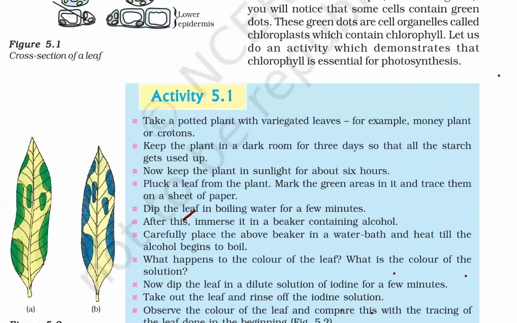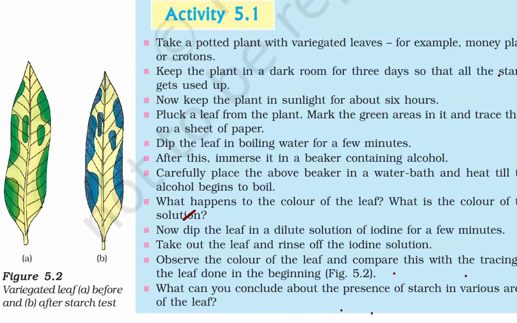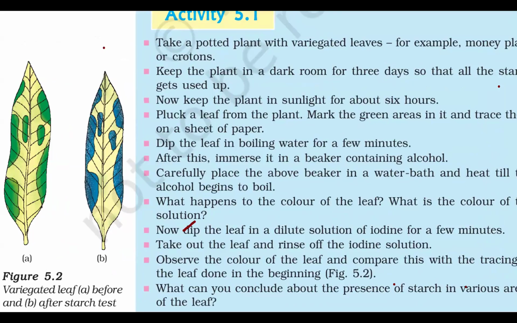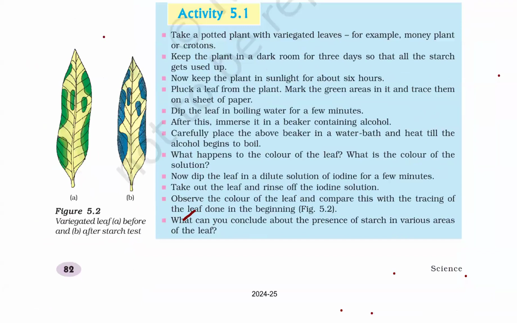Okay, now there is one experiment, or we can say activity, related to this. We will discuss this so that your concept can be clear. In this activity, what you are going to do: take a potted plant with variegated leaves, for example, money plant or crotons. Now what we need to do is keep the plant in a dark room for 3 days so that all the starch is used up. We are doing this. You have to take a plant and keep it in the dark room. So what is going to happen while you are keeping it in the dark?